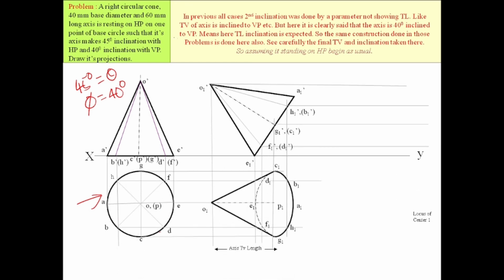Then after that we can tilt this triangle, this front view, in such a way that its axis is inclined 45-degree with the xy line. Here the axis is in true length, so we can represent that theta, 45-degree, is the angle between the front view of the axis and the xy line.